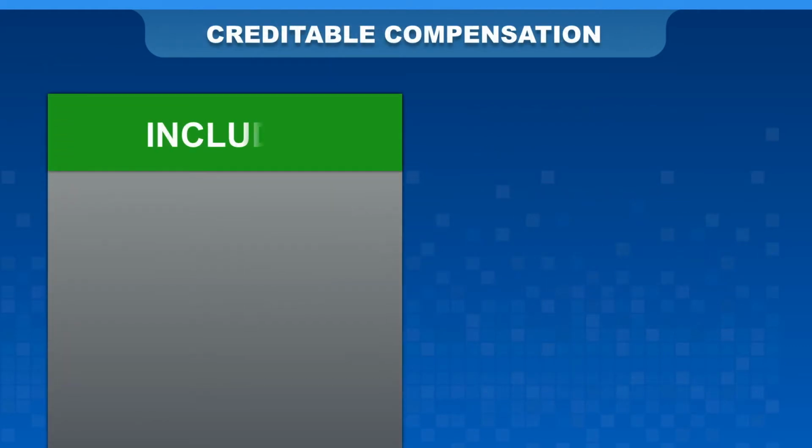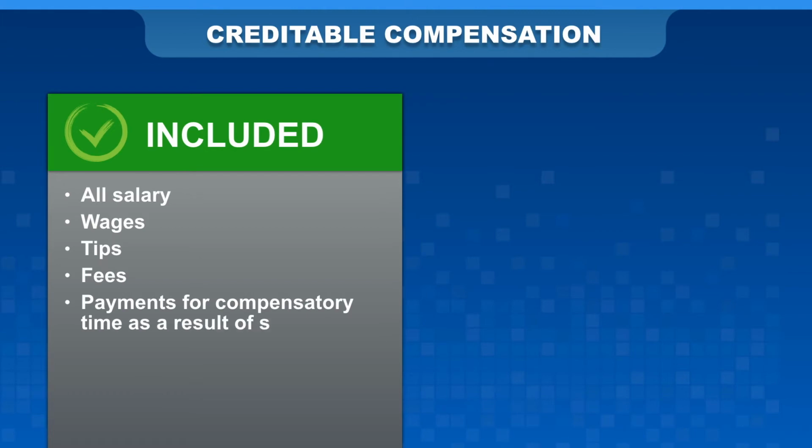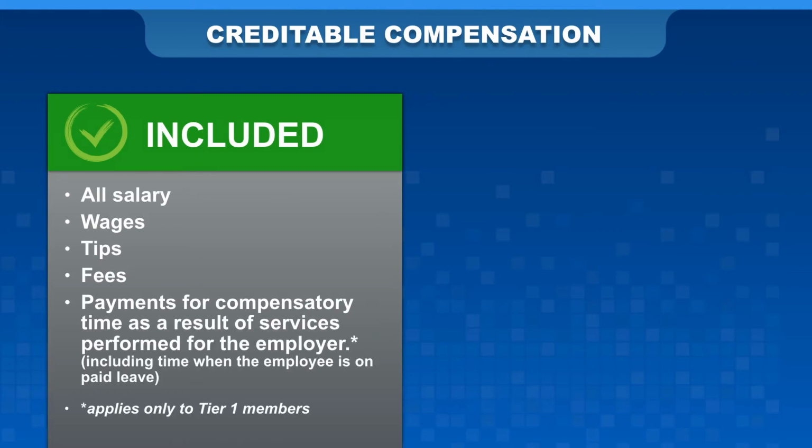What's included in creditable compensation and should be reported in the member's final salary information? All salary, wages, tips, and fees, plus payments for compensatory time as a result of services performed for the employer, including time when you are on paid leave. Payments for compensatory leave apply only to Tier 1 members.